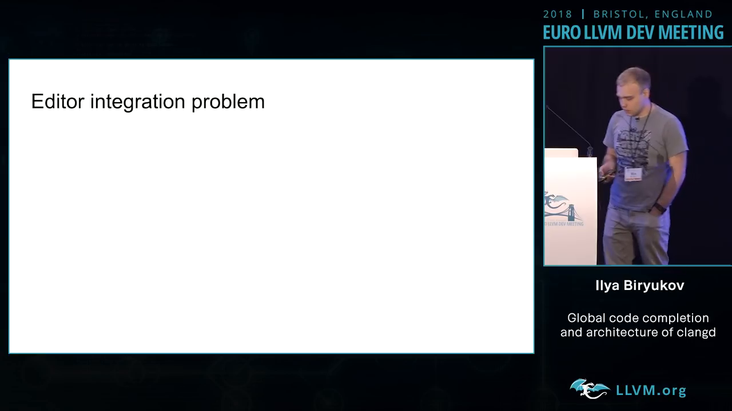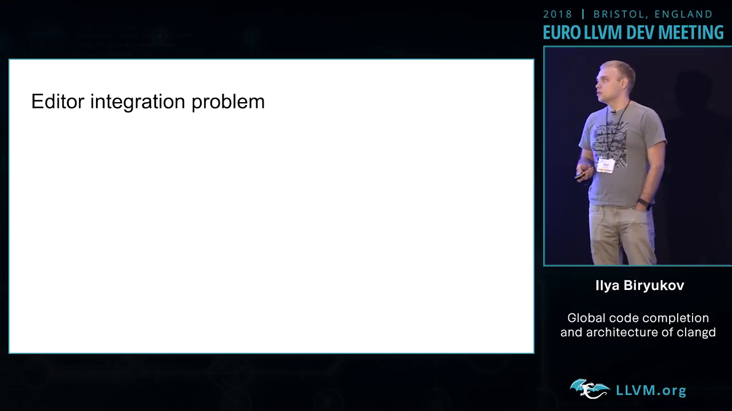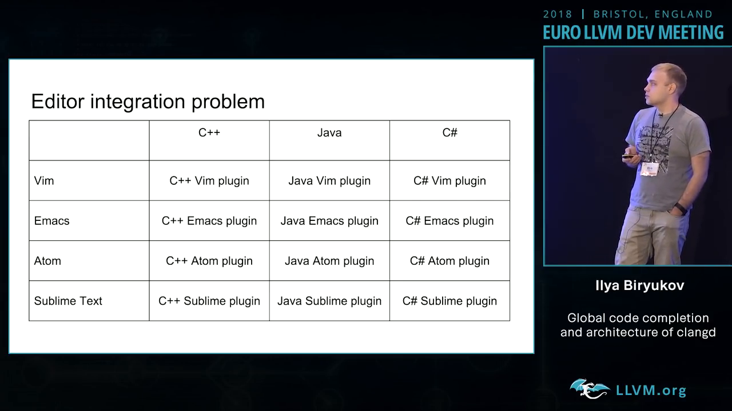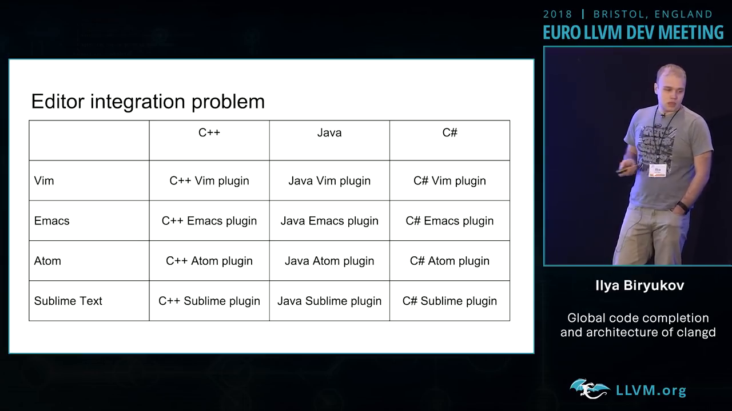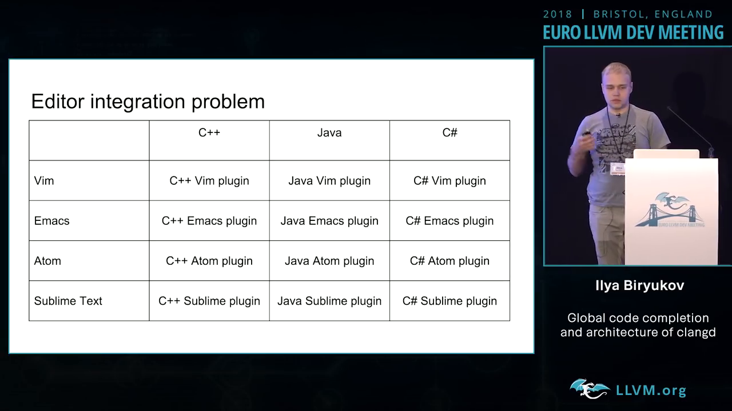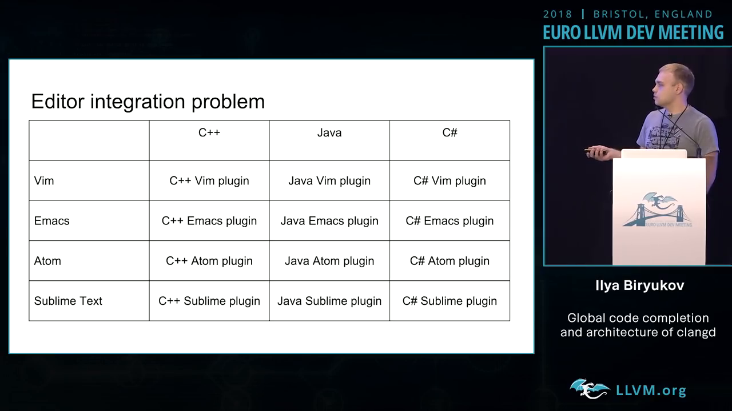If you want to get features like code completion for different languages and different editors, you end up with a situation where you need to implement support for every language in every editor out there. And you end up with a whole bunch of plugins. And you naturally want to have that because you want semantic features for people using every editor for your language. But it is clear that a lot of work in this matrix can actually be reused between the implementations.